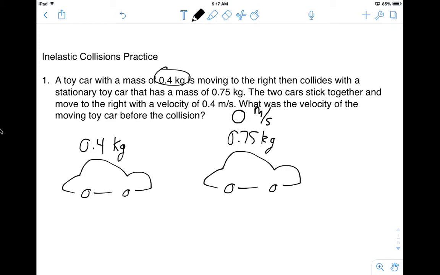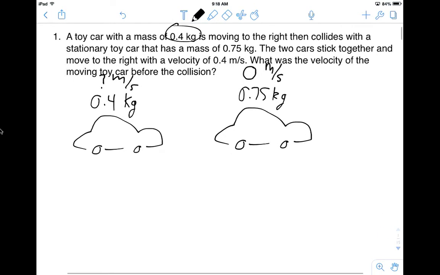And then when I look at the question, it says, what was the velocity of the moving toy car before the collision? So that tells me that what I'm looking for is my velocity for this car. And when you guys are doing these, it's sometimes a nice idea to draw yourself a little diagram so you can label what you know about the two objects separately, and then below it you can label what you know about the two objects when they're together.